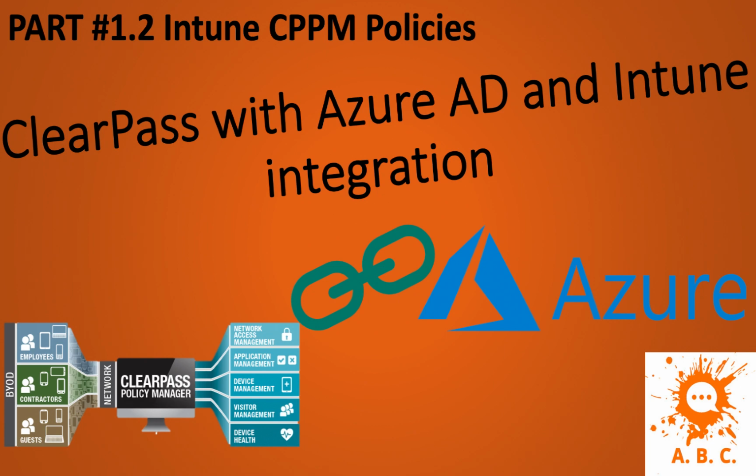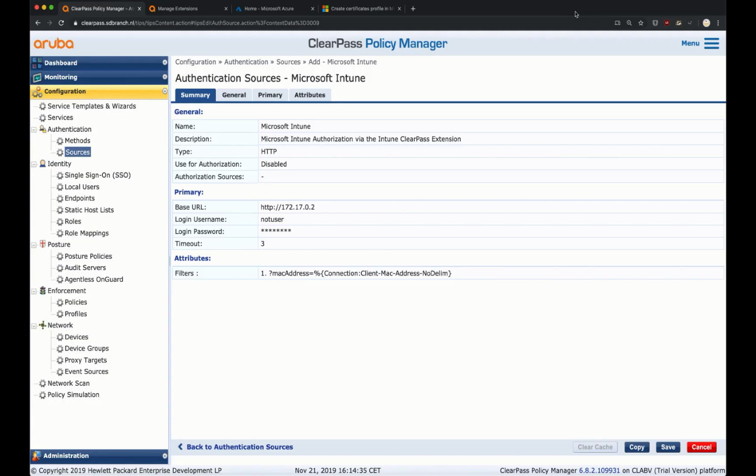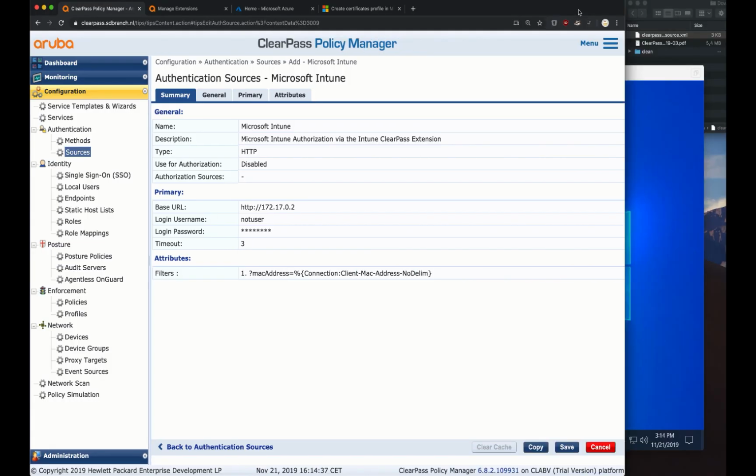Welcome back for the second part of this video series for integrating Intune with ClearPass. Just for a small recap, we have configured the extension and now we are actually going to onboard our Windows device into Intune and create the ClearPass policies in order to perform wireless authentication with Intune. So without further ado, we'll head over to a clean Windows 10 device.